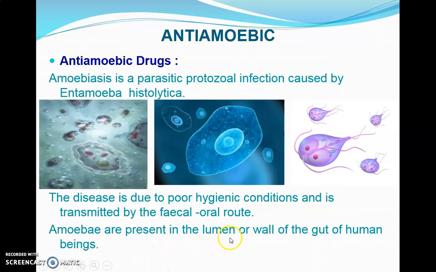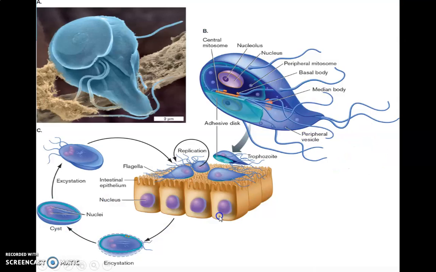Amoeba are present particularly in the lumen or wall of the gut of human beings, and they are able to cause the infection. So the basic site for the presence of Entamoeba histolytica will be the lumen of the gut or the intestine, and they enlarge over there. These are some of the stages: encystation, then cyst formation and excystation, and after that they grow to the stage that we call trophozoites.